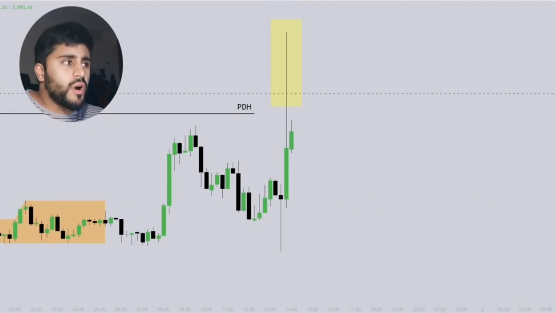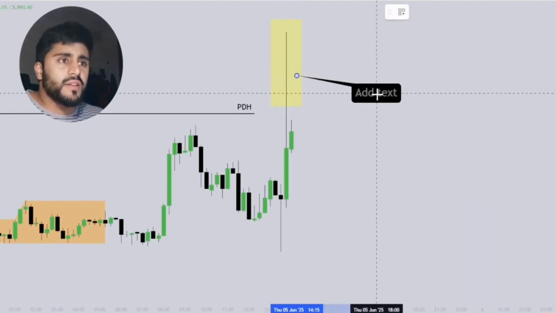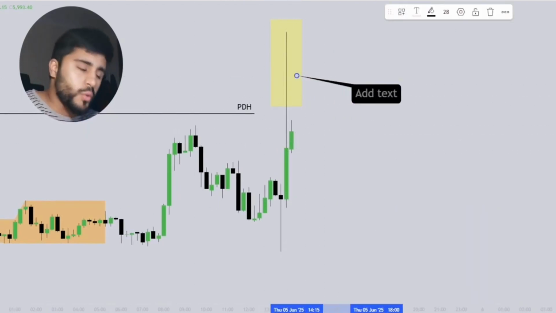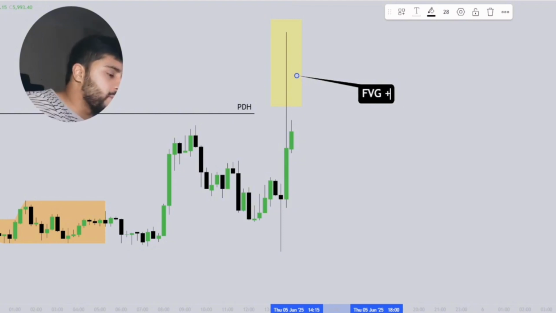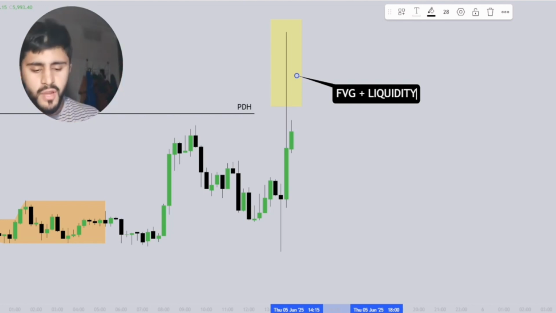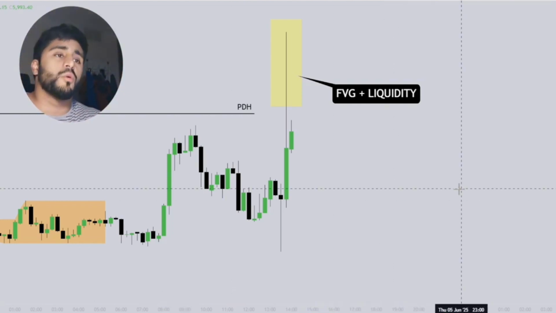Now I want traders to understand how I use 15-minute fair value gaps and 5-minute fair value gaps. I always typically want to see a fair value gap after a sweep of liquidity. So a fair value gap must be accompanied by a sweep of liquidity. Very important to understand that. If you don't have a sweep of liquidity, it's usually a lower probability trade.